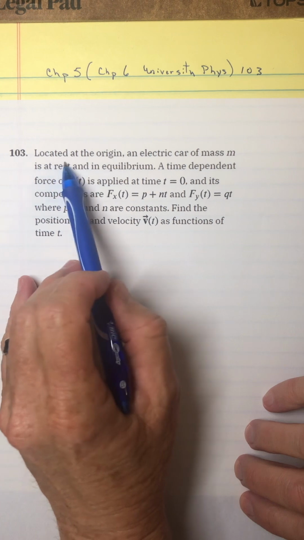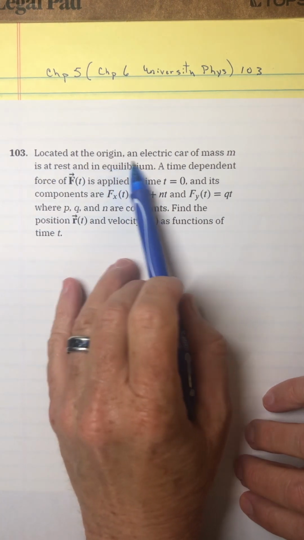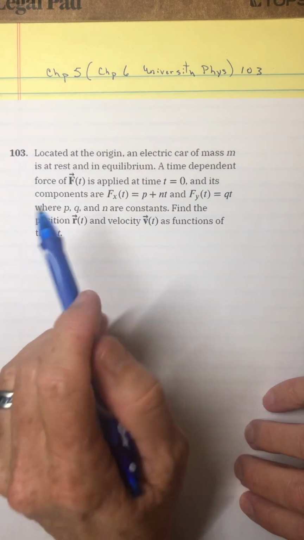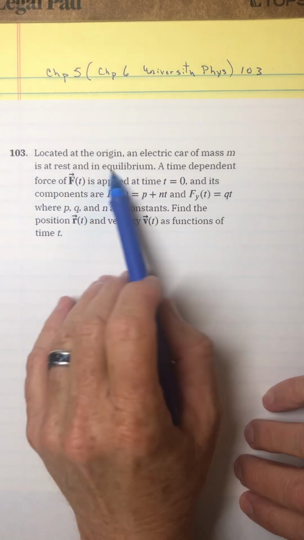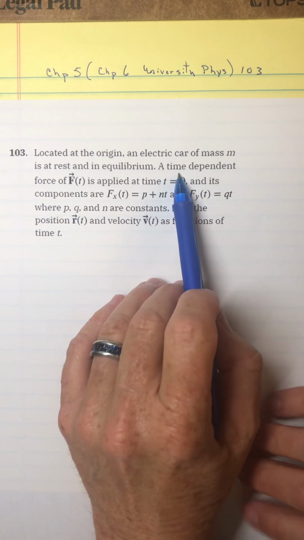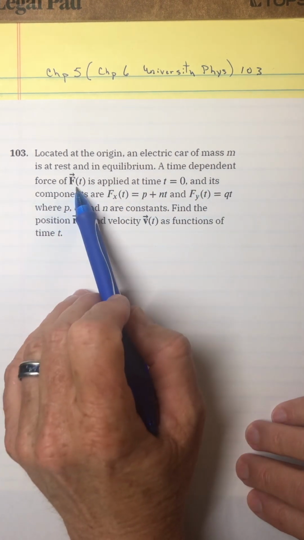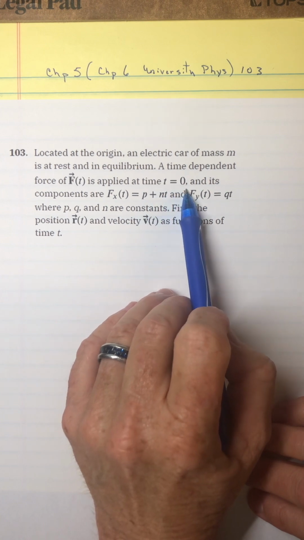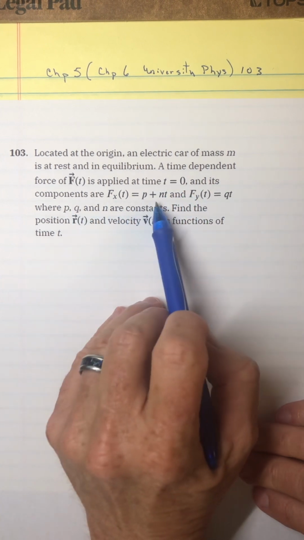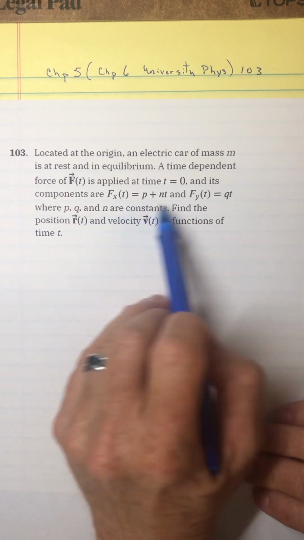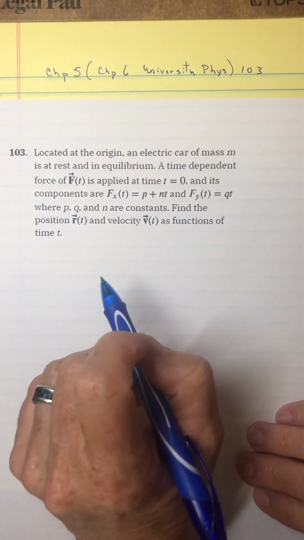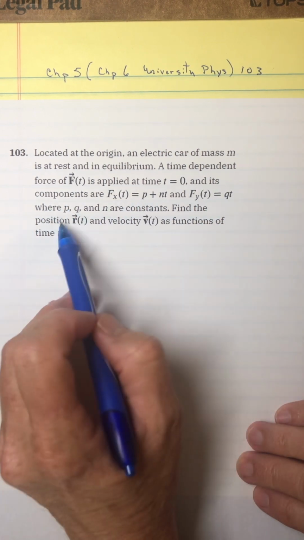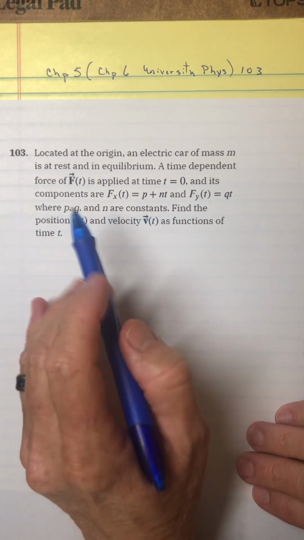It says here, located at the origin, an electric car of mass m is at rest, and in equilibrium. Now, then it says a time-dependent force is applied at time equals 0. And its components are given by this. This is the force in the x direction, and this is the force in the y direction. And then there's p and q and n, and they're constants. So they don't really tell us what they are.